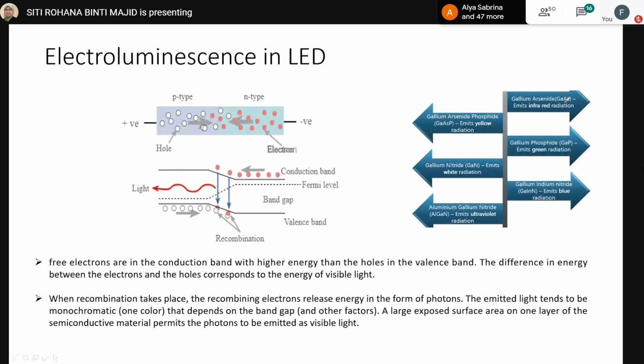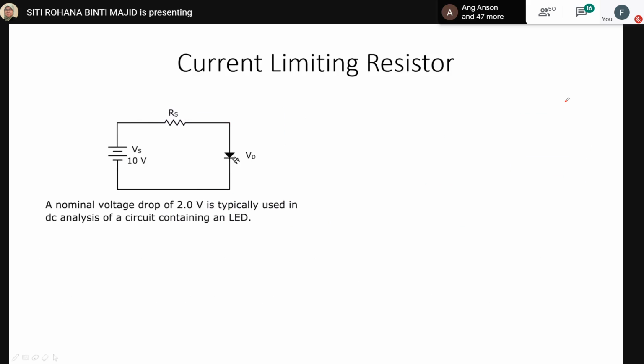Other colors, ultraviolet, I never see, I don't know. In the electronic shop, maybe you can have the opportunity soon to explore the LED part. So for an LED, they use a current limiting resistor. They use a very simple circuit to explain this, in which a nominal voltage drop of 2.0 volts is normally used in DC analysis of a circuit for an LED.